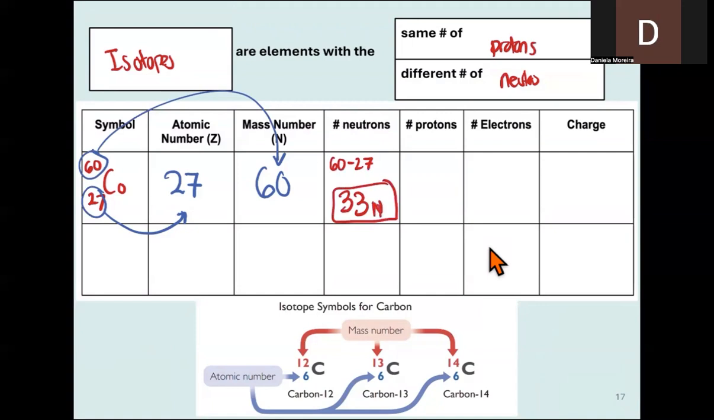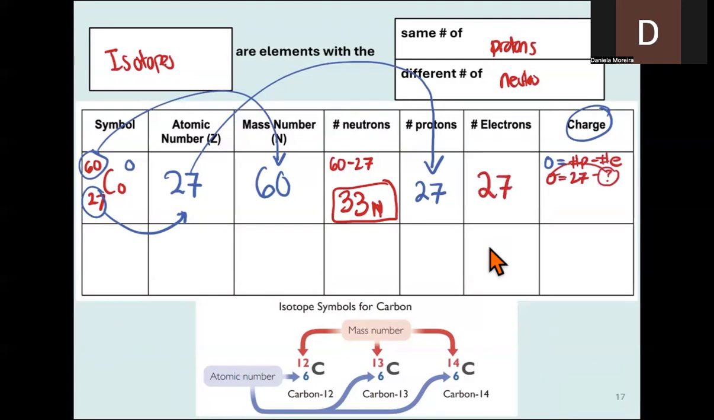The number of protons, per usual, is just the atomic number, which is 27. The number of electrons is determined by the charge. I never specified a charge, so you can assume it's 0. So 0 is equal to the number of protons minus the number of electrons. The number of protons is 27 minus a number is equal to 0. The only number that this could possibly be true is 27. So we have that it must be that there are 27 electrons present.